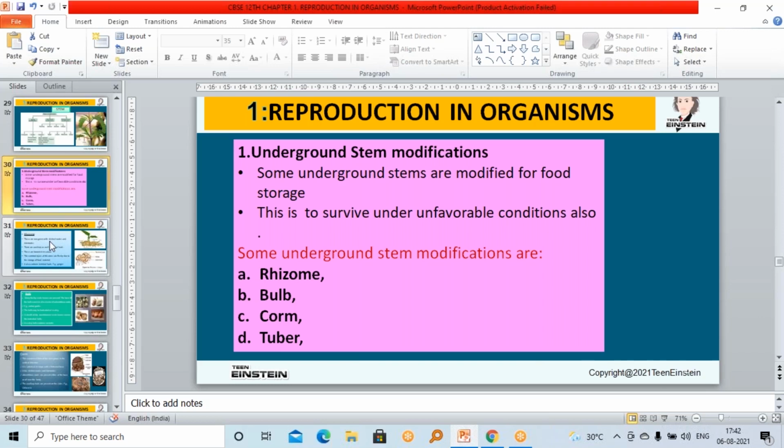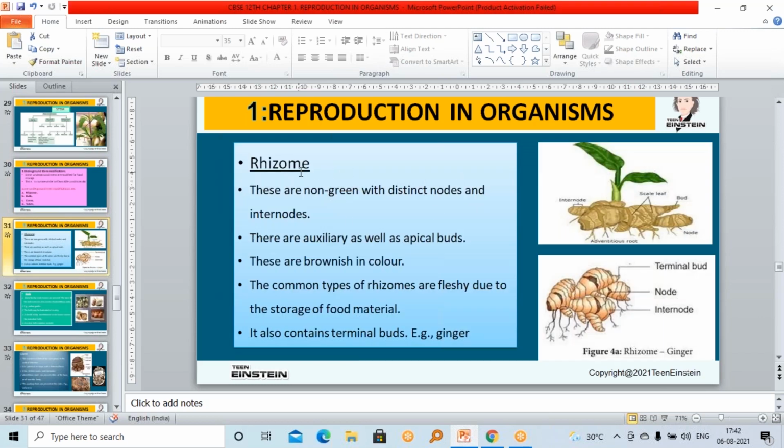And the underground stem modifications are almost similar to roots, or have the appearance of a root, but they are not exactly roots. How can we differentiate? They have nodes and internodes, and adventitious roots, buds and scale leaves are present at the nodes. And the internal structure of the modified or underground stem is similar to the structure of a stem. It is not similar to the structure of a root. So the main points are these.